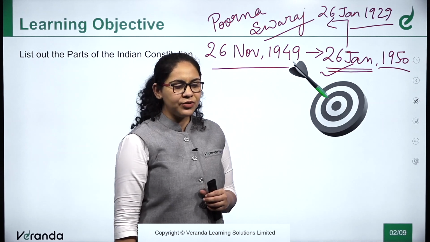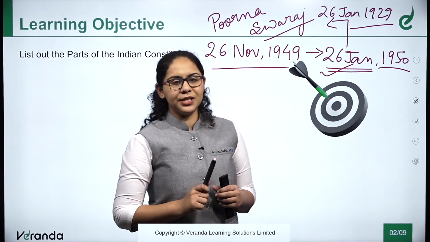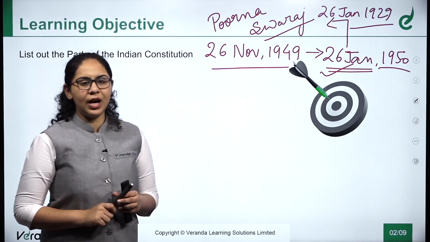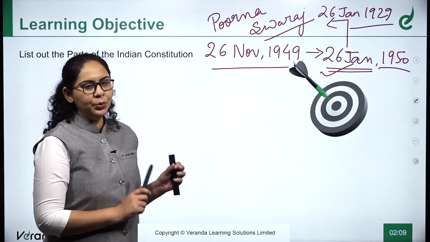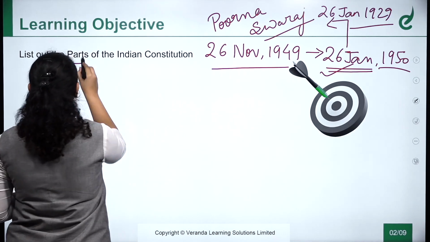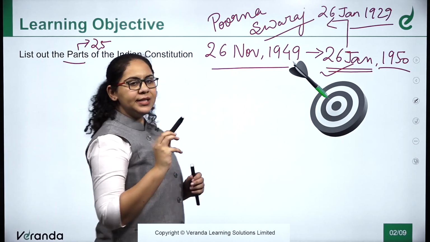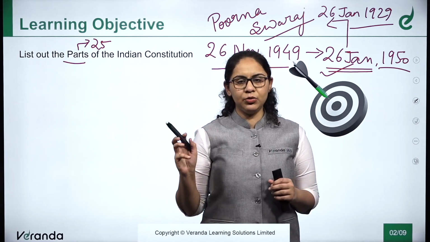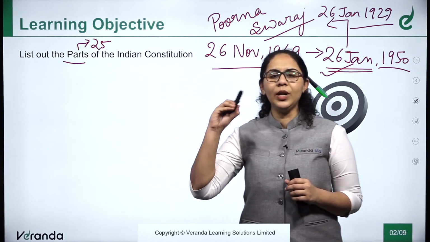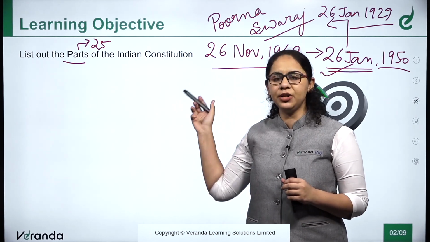So on 26th of January in the year 1950, when we adopted our constitution, it had 395 articles and 22 parts, but today we have 25 parts in total. Remember this thing, any amendment, if it is made to Indian Constitution, it will not change the numbers of the articles or the numbers of the parts in schedules.